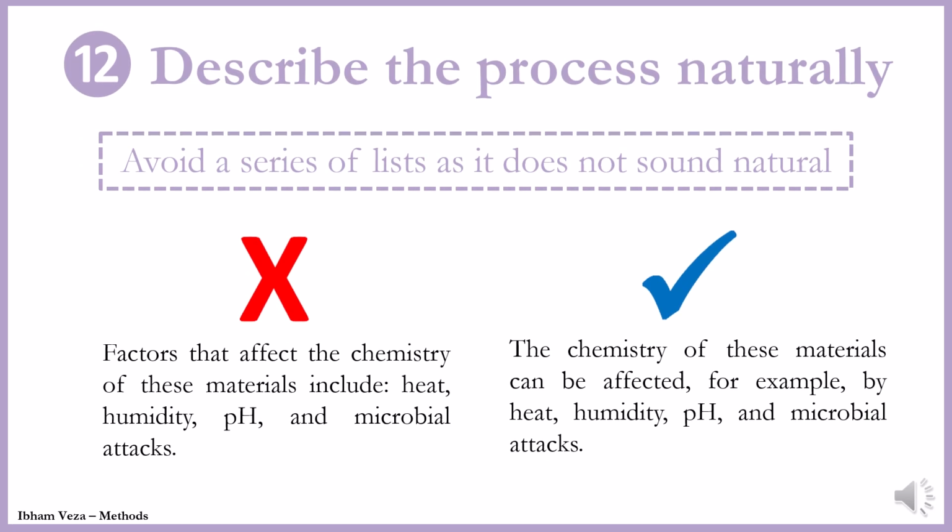12. Describe processes in a natural flow. To make your writing sound smoother, avoid robotic lists in your sentences. Example of what to avoid: "Factors include heat, humidity, pH, and microbial attacks." This feels mechanical and disconnected. Better approach: "The chemistry of these materials can be affected, for example, by heat, humidity, pH, and microbial attacks." This structure creates a more natural and engaging flow, helping readers follow your explanation with ease.